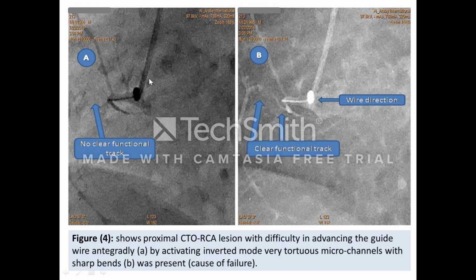As we see here, this is the right coronary ostium and there is the catheter. While I was trying to push the wire, it stopped here. Irregular angiographic pattern, no clear functional track within here, but when we invert the mode, as you see here, the microchannel takes two different acute angles, which was very difficult to wire because of this tortuosity of the microchannel inside the totally occluded segment.